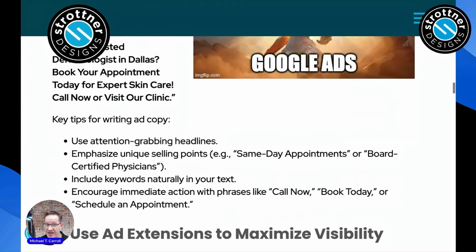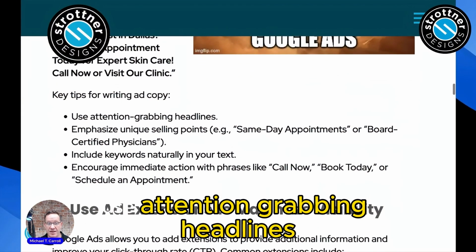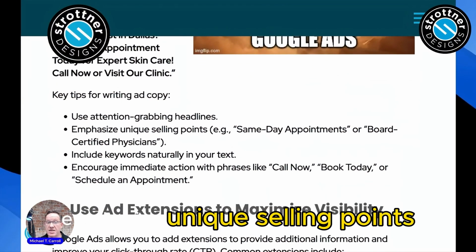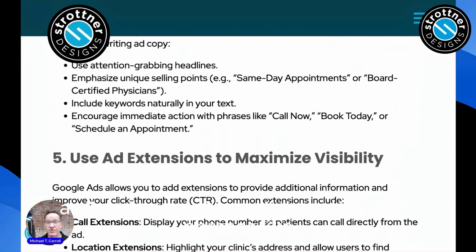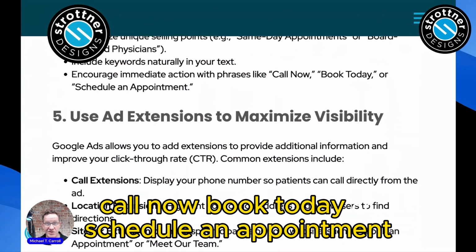Key tips for writing this ad copy. Use attention-grabbing headlines. Emphasize unique selling points. Include keywords naturally in the text. And encourage immediate action with phrases like call now, book today, or schedule an appointment.